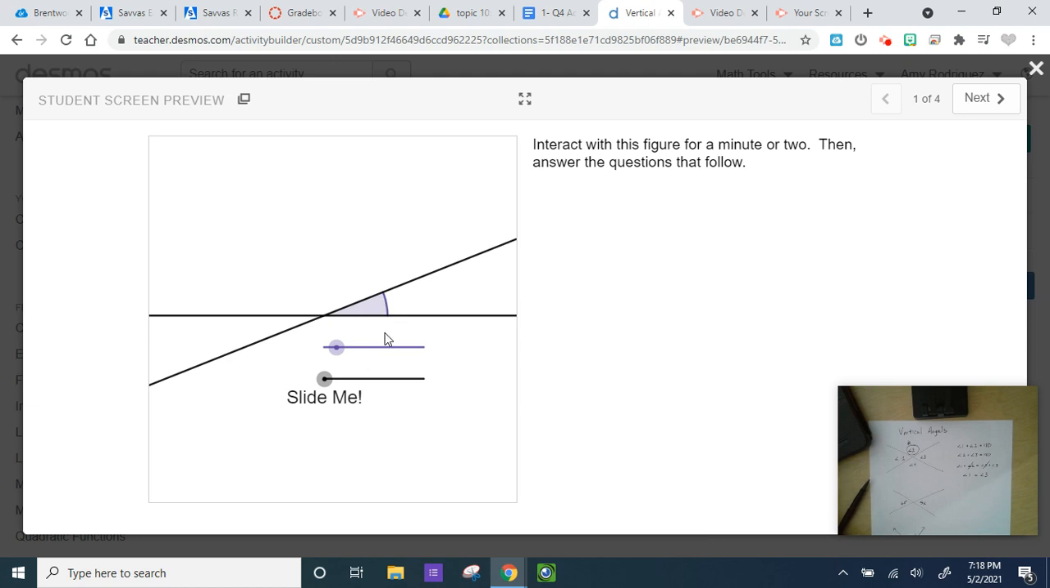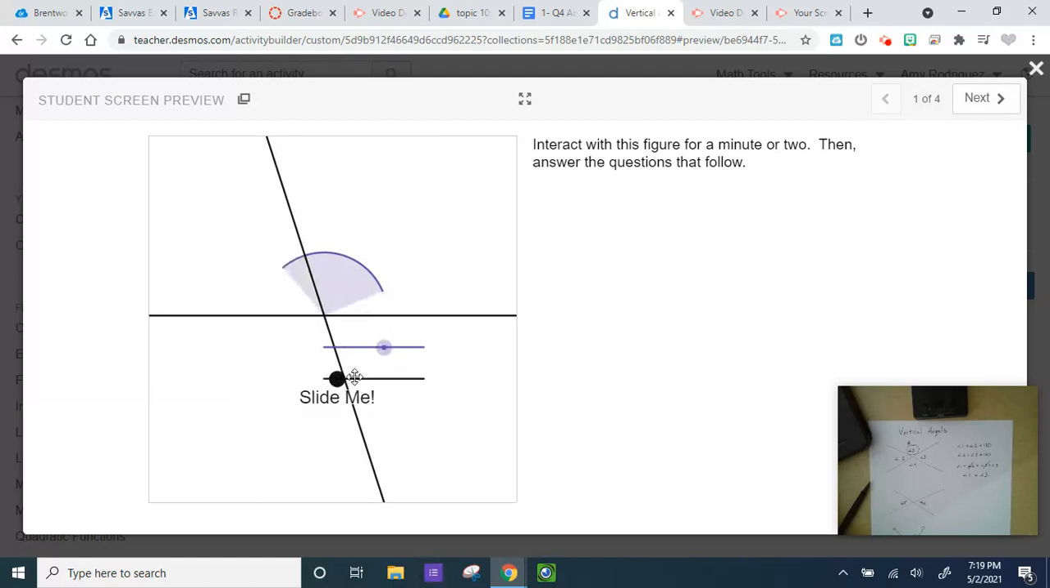Hi, we're going to be talking about vertical angles today. So this right here is vertical to this angle right here. And if you look, you'll see that those match. And as I mess with this, which you can do as well, this is in Desmos, it was assigned in class today. You can see that those still match.